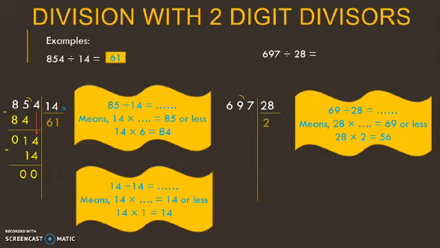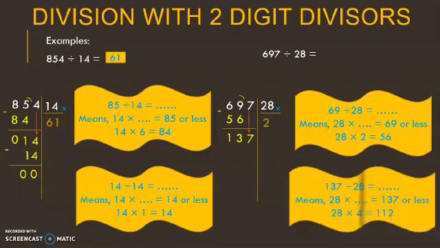Then I write 2. I multiply. 2 times 28 it's equal to 56. Then I subtract. 9 minus 6 it's equal to 3 and 6 minus 5 it's equal to 1. I bring down the 7. 137 divided by 28. 28 times what gives me 137?